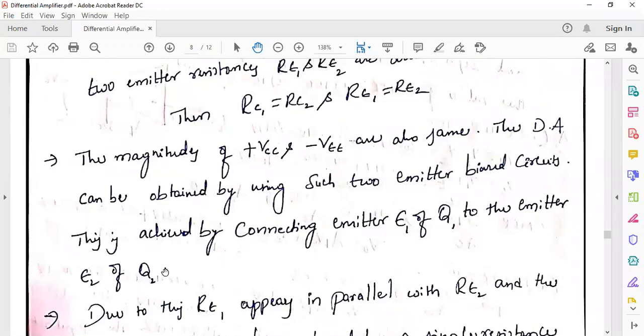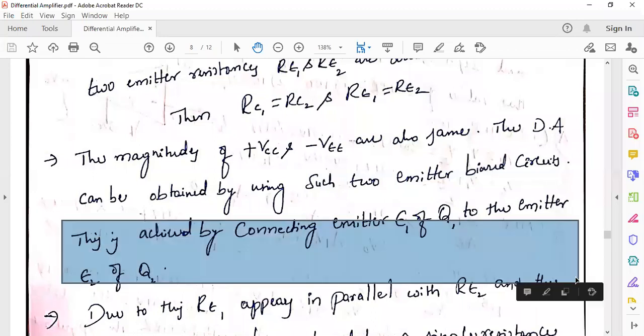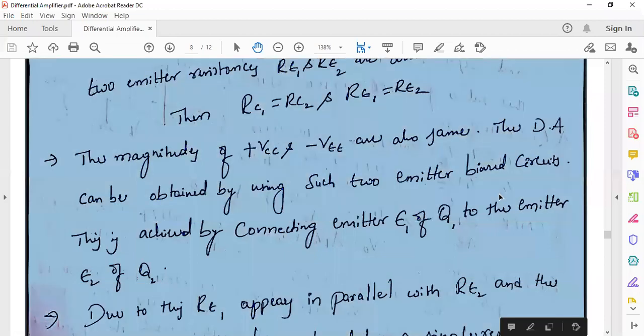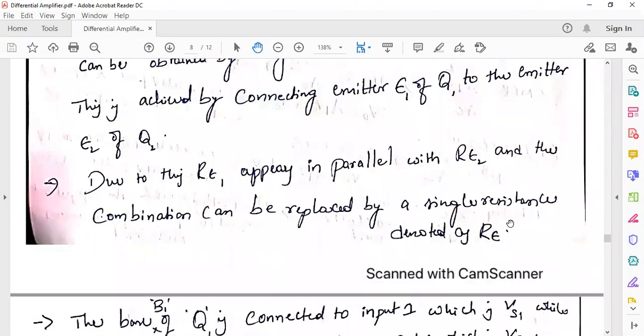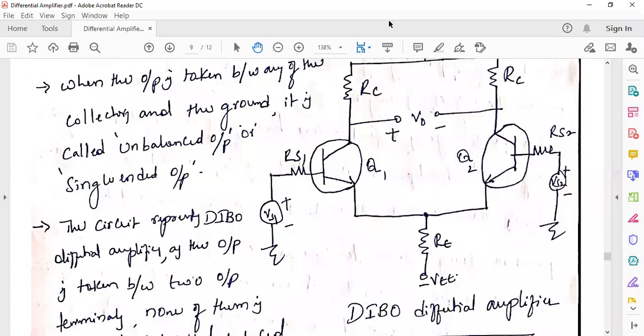Okay, so in order to achieve this differential amplifier, if you observe here, this is achieved by connecting the emitter E1 of Q1 transistor to the emitter of Q2. So this is the differential amplifier circuit, right?